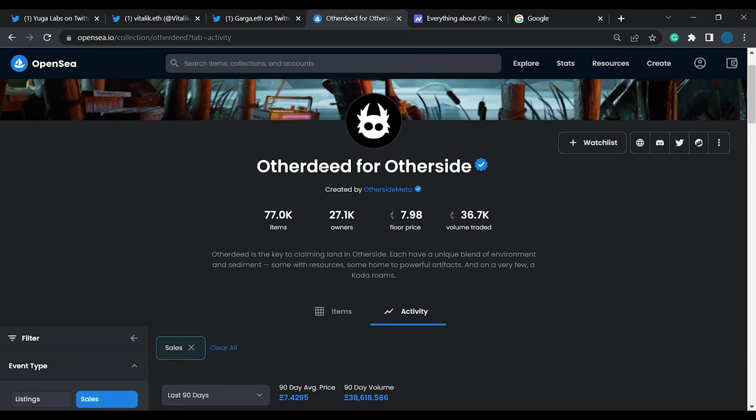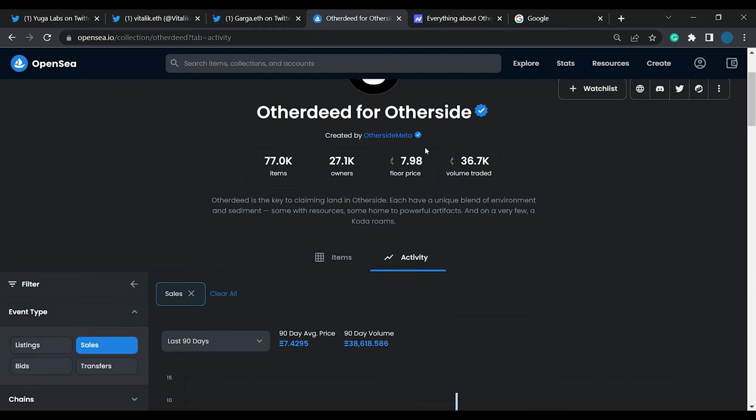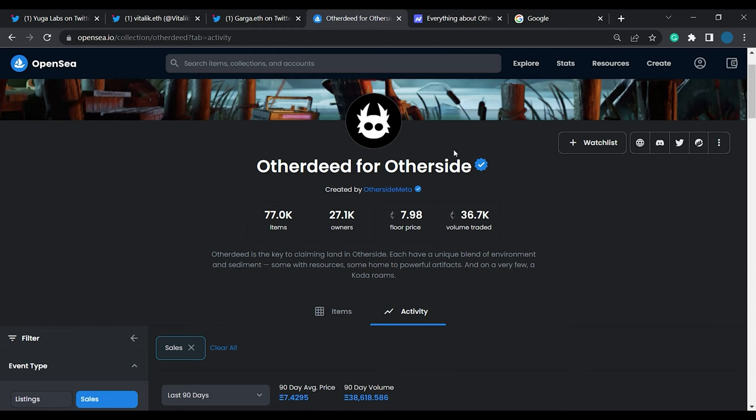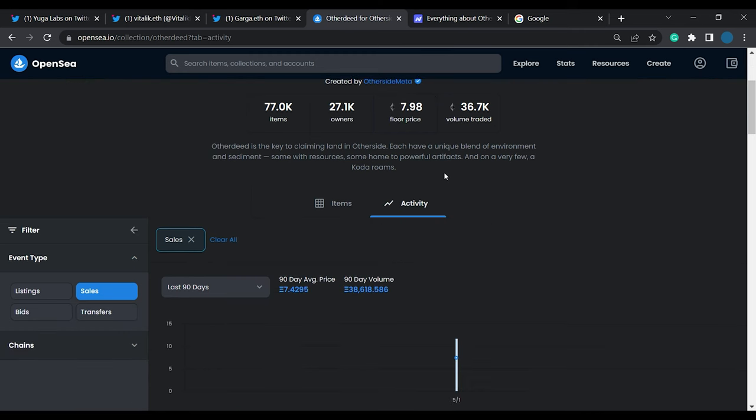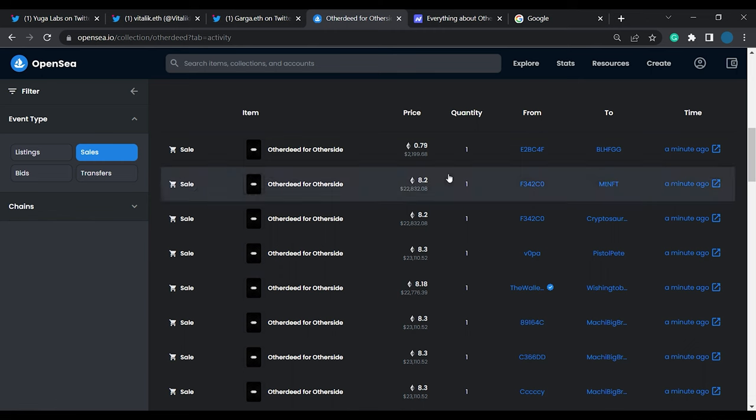They're calling it the Otherdeeds for Otherside. Man, we have a lot to talk about, so let's just get into the video. As you guys can see, the drop happened. The floor is sitting around 8 ETH right now. It's been a very eventful day, you guys. This shot out right out of the gate at about 15 ETH, and it has come all the way down to about 8 ETH.